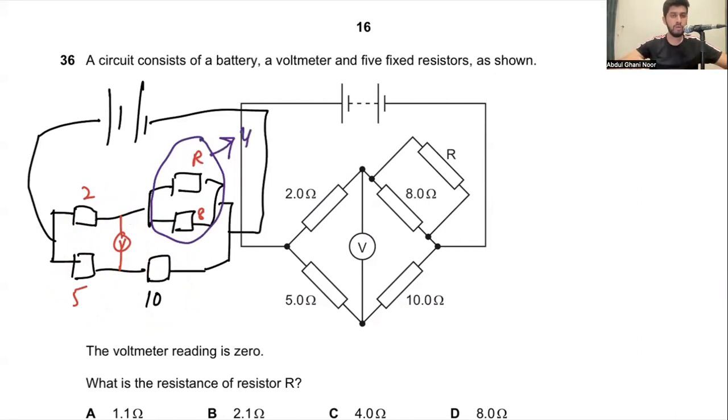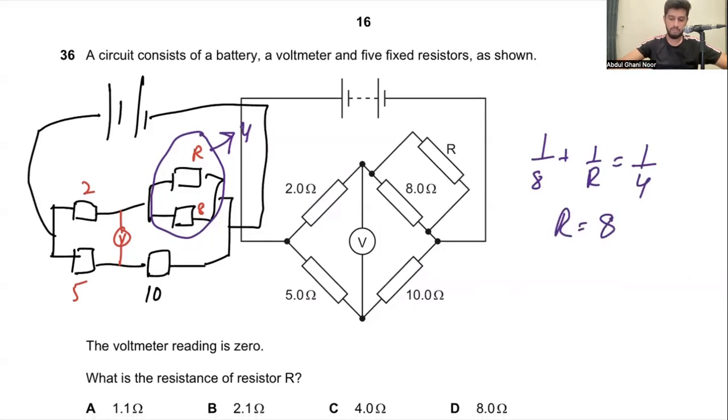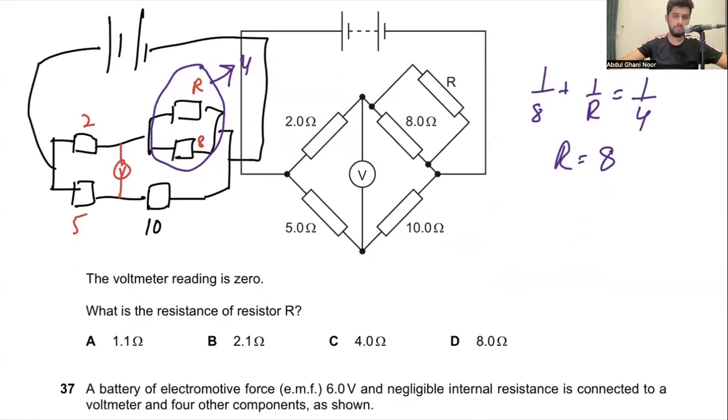Now what value gives you 4? Obviously 8. ठीक है, when you have two identical resistors वो half हो जाते हैं, or you can work it out, 1/8 plus 1/R is equal to 1/4, and R is equal to 8. So the answer is D.